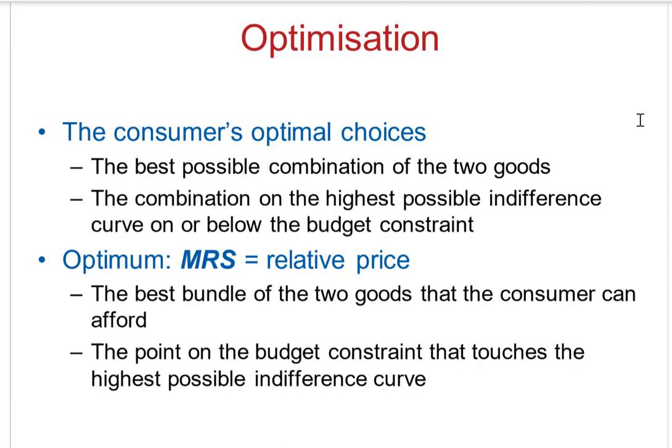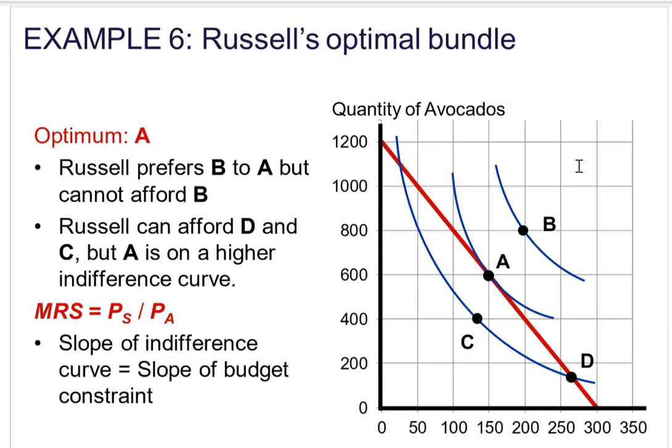Now it turns out the optimum is where the marginal rate of substitution is equal to relative prices. And remember, the marginal rate of substitution was the slope of the indifference curve, and relative price is the slope of the budget constraint. So we're going back to Russell's example, and we'll help Russell find the optimal bundle.